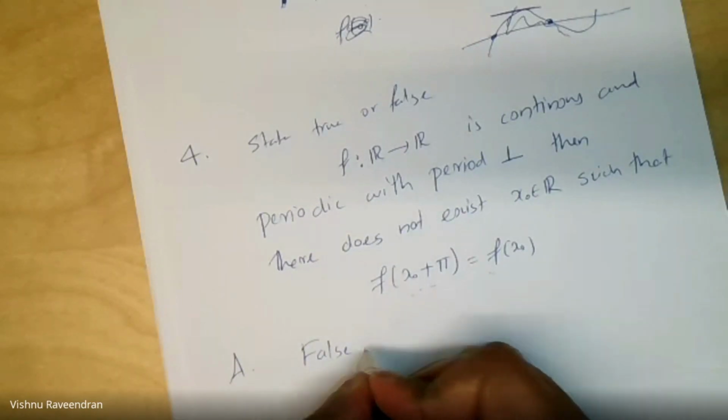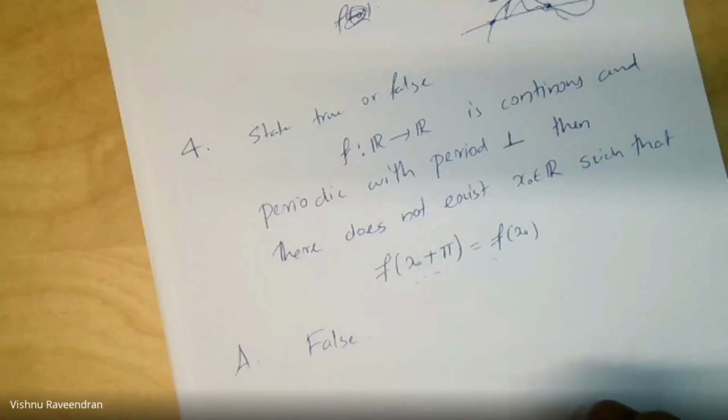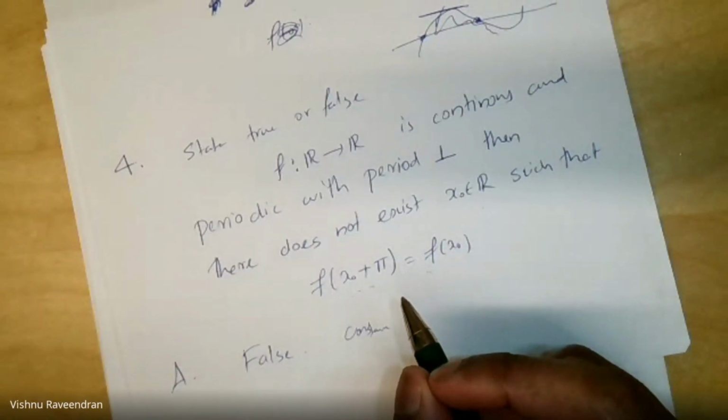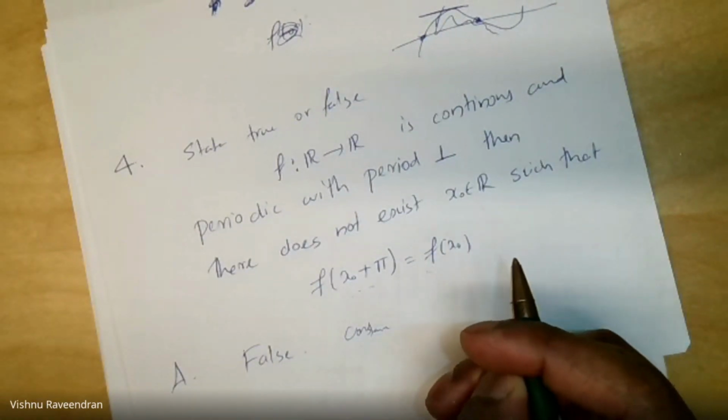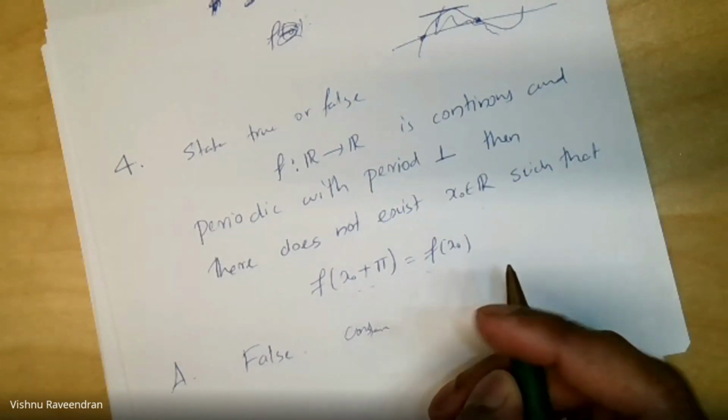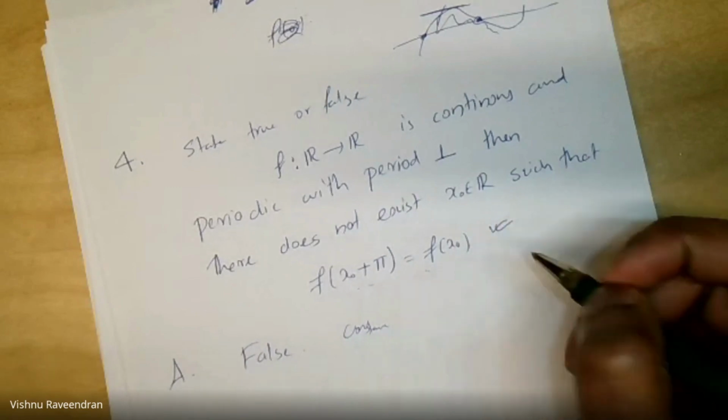False. The statement is false. Why is it false? If we take a constant function, then clearly there is some x naught such that f of x naught plus pi equals f of x naught. Yes, it's periodic. Yeah, a constant function will satisfy this.